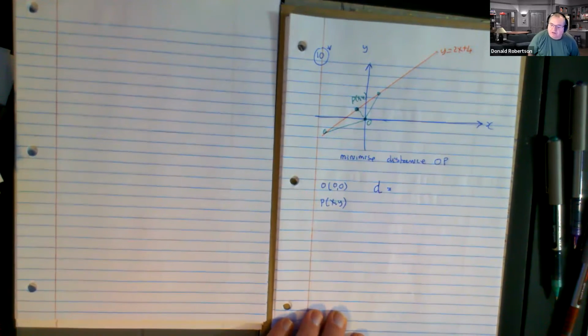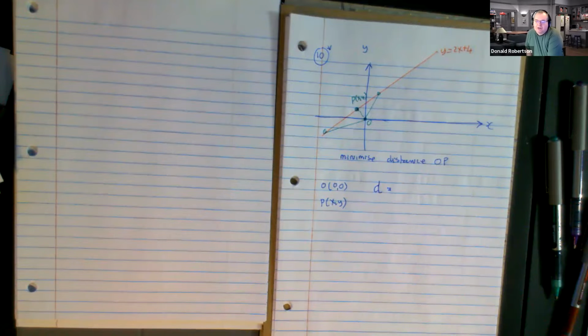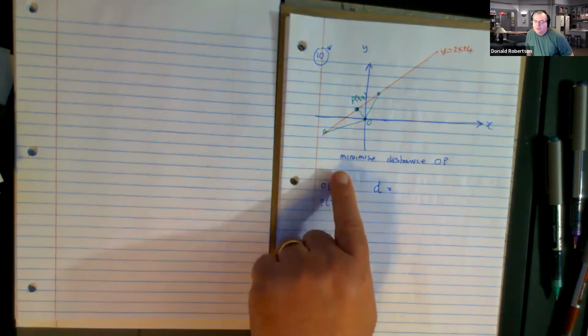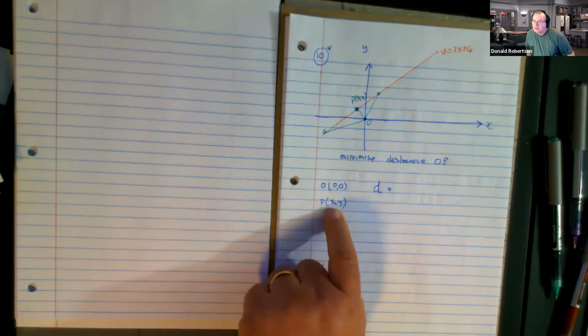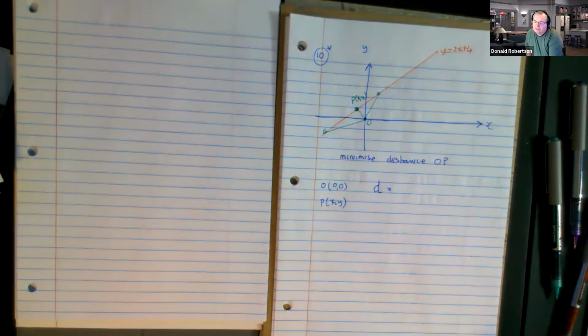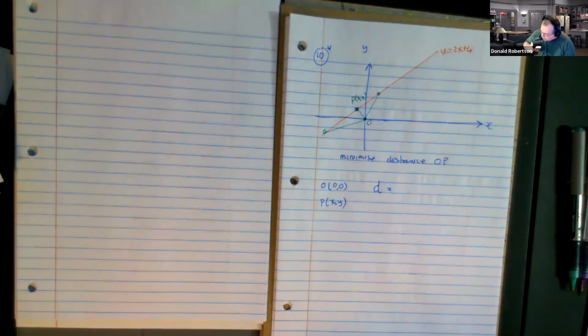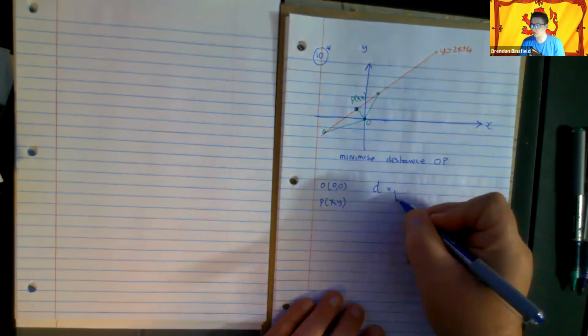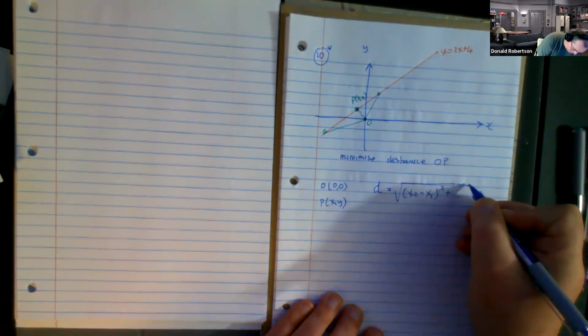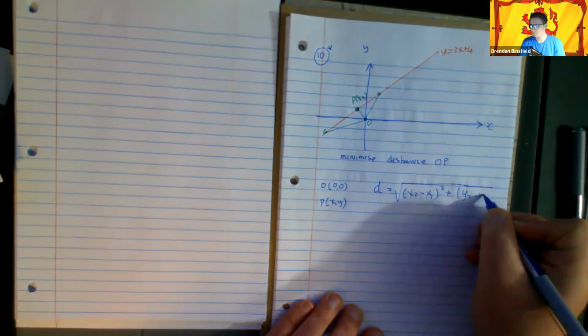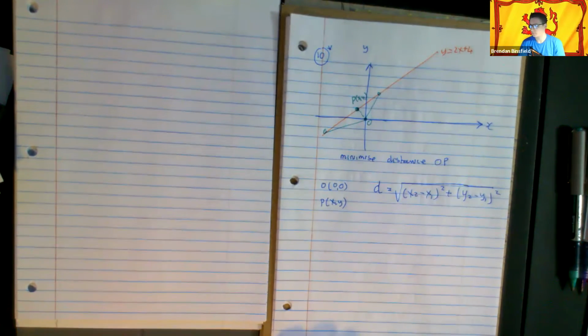Now, does anybody know how you find the distance between 2 points? Don't worry about one of them having x's and y's in it. Pretend it's 1, 2 if you like. How do you find the distance between 2 points? Isn't it the square root of x2 minus x1 minus y2 minus y1? Oh, so close. Plus. Yeah, but so close. That'll do.